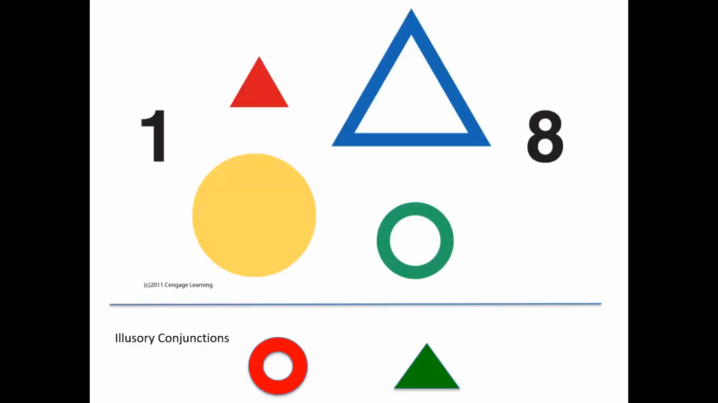So here's the image. You have a 1, there's an 8, there's a yellow circle, no red circle, and there is a green half circle, I guess you call it. Not a green triangle. There's a red triangle and a blue triangle. And so these might have been the illusory conjunctions, taking this red triangle and this yellow circle to make you think that there was a red circle there, and the green triangle from the green circle and the blue triangle to make you think that there was a green triangle here.